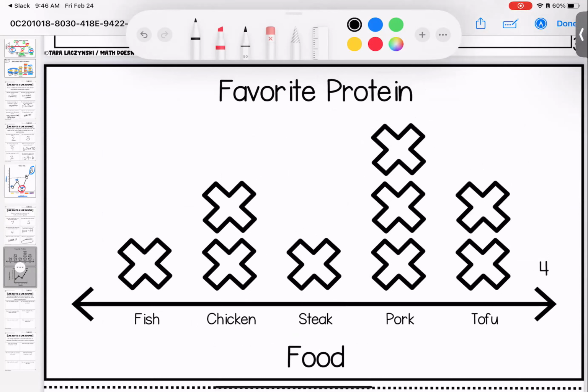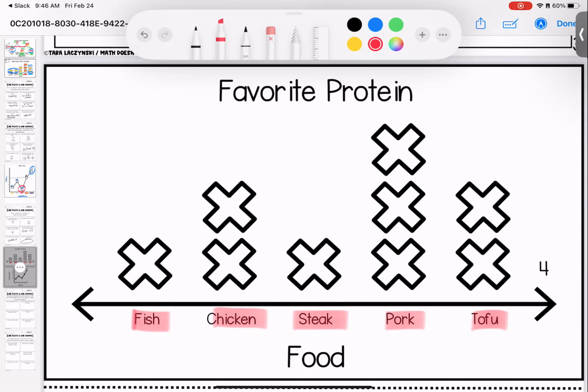All right, Nuggets, we're talking about an 8th grade math class that took a poll of their favorite protein that they eat for dinner. Let's take a look at this graph on page 4 to see what our answers are. So we have our foods: fish, chicken, steak, pork, and tofu, and each of our x's is going to be 1.